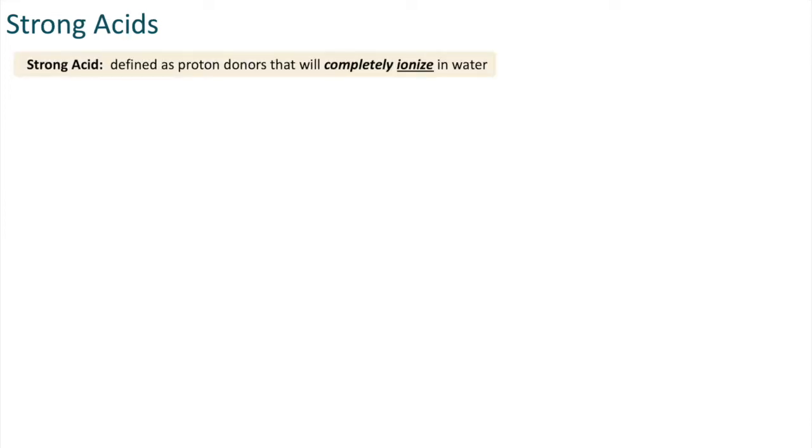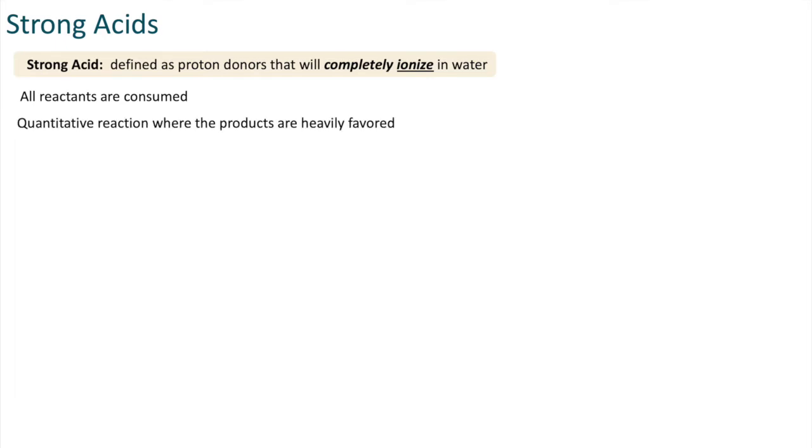A strong acid is defined as a proton donor that will completely ionize in water. All of the reactants are going to be consumed when a strong acid is present. It's a quantitative reaction where the products are going to be heavily favored. A strong acid will not form an equilibrium system.